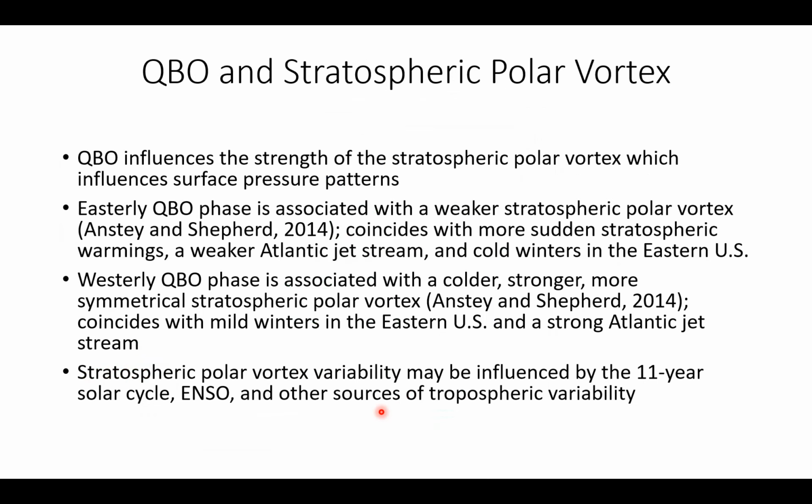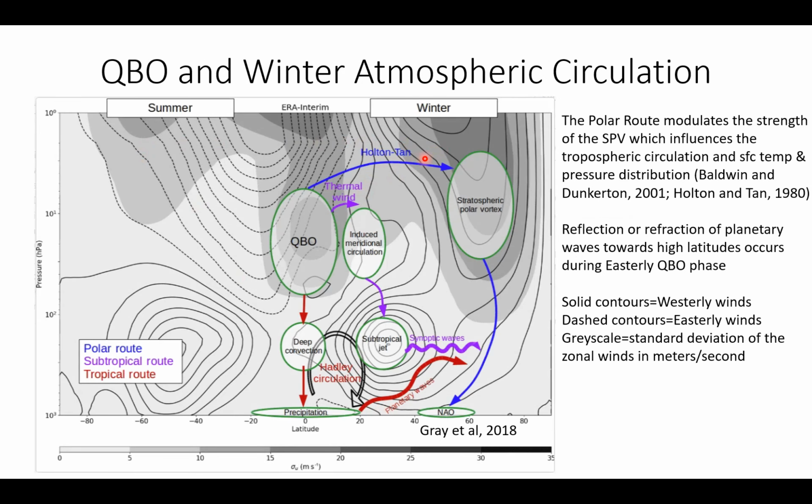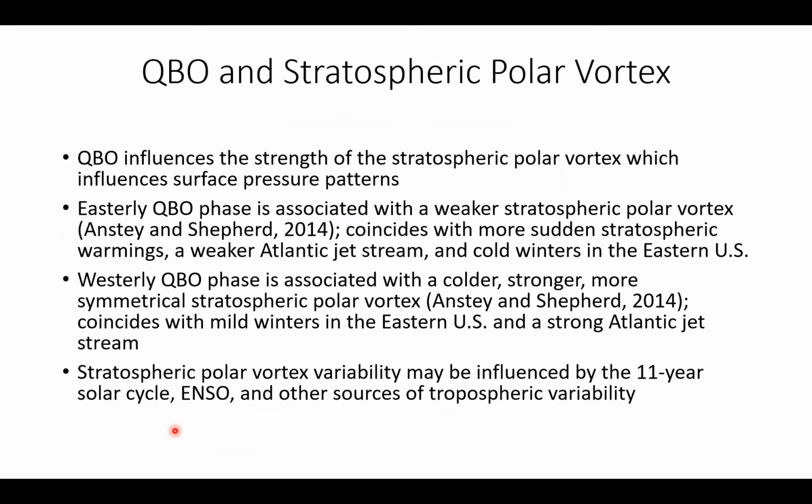All right, so now we're going to look a little bit closer at the QBO and its relationship to other teleconnections or climate drivers. We'll start with the stratospheric polar vortex. I took all of this from the research that's out there. First bullet, QBO influences the strength of the stratospheric polar vortex, which influences those surface pressure patterns. Holton and Tan, 1980, came up with that, as well as Baldwin and Dunkerton in 2001. They both talked about this.